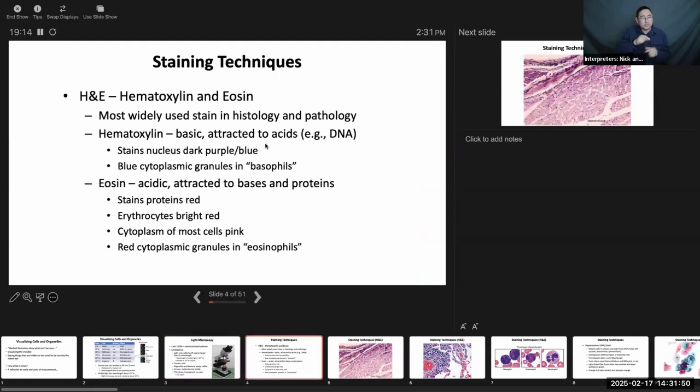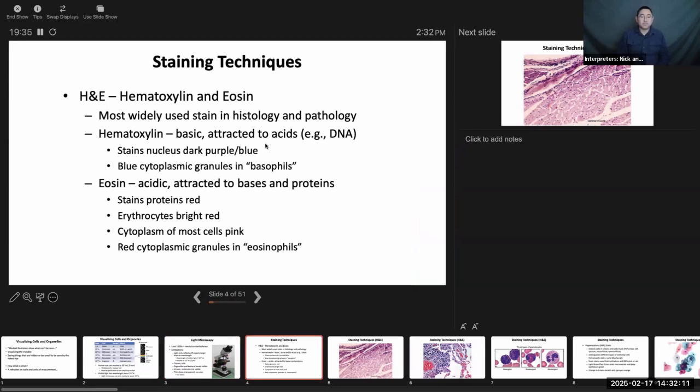So I'm going to talk a little bit about staining techniques that are used with light microscopy, because again, as medical illustrators, these are things you're going to encounter all the time. And so I think it's very useful to have some understanding of what you're looking at when you look at a microscopic section of any kind of tissue or cells.